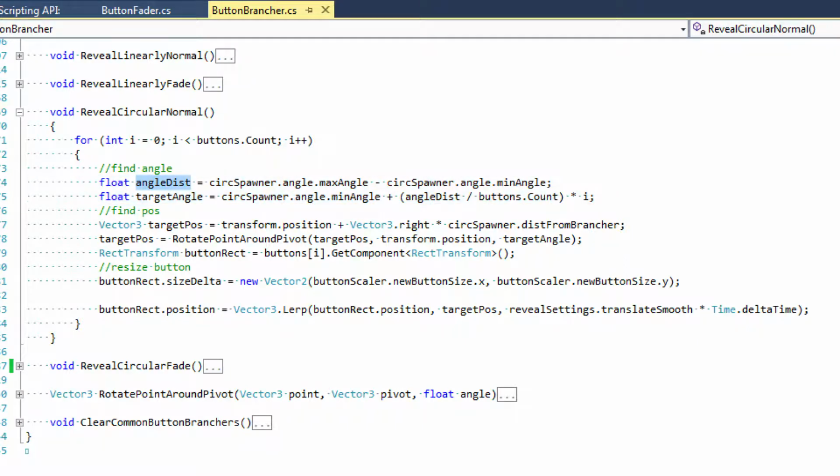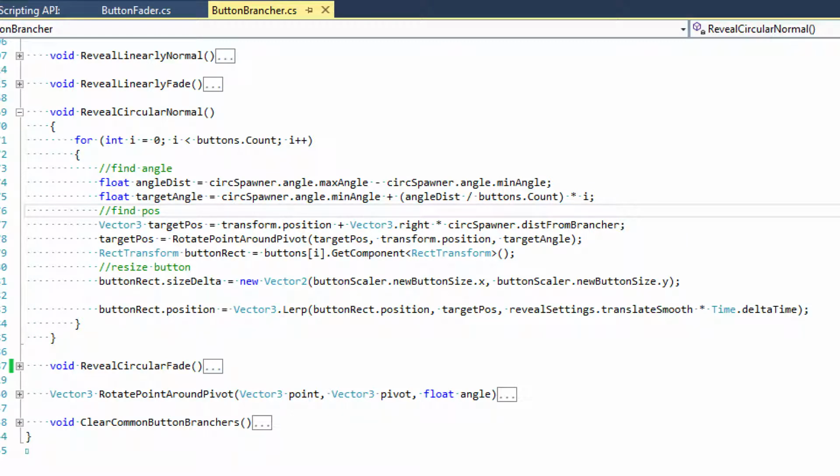So again, to get angle distance, what we're doing is we're getting the max angle and we're subtracting the min angle from that. CircSpawner.angle. CircSpawner is a class that we created a few tutorials back. If you haven't seen it, go ahead and check it out. I'll provide a link to that in the video. Alright, so target angle, to get that, again, we're saying min angle plus angle distance divided by buttons.count times i. I just talked about that.